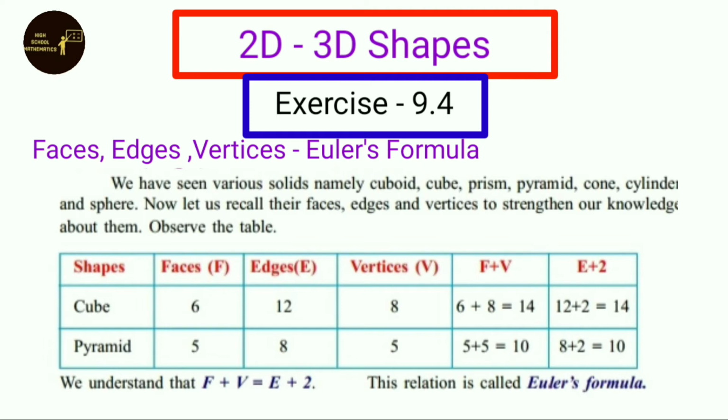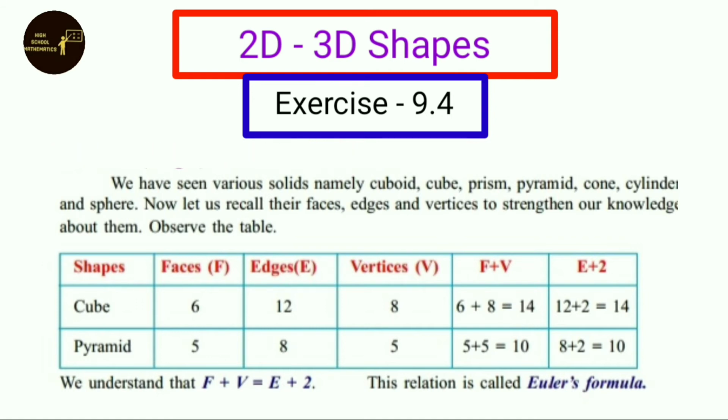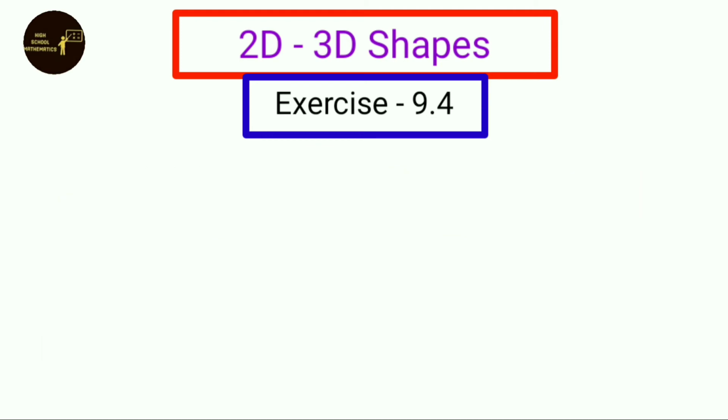A pyramid has 5 faces, 8 edges and 5 vertices. Faces plus vertices, that is 5 plus 5, equals 10. Edges plus 2, that is 8 plus 2, equals 10. So we understand that F plus V equals E plus 2. This relation is called Euler's formula.